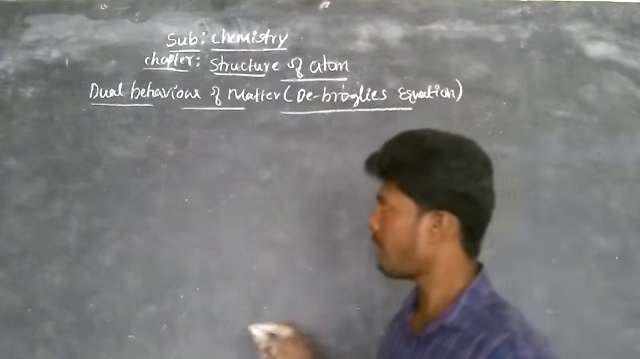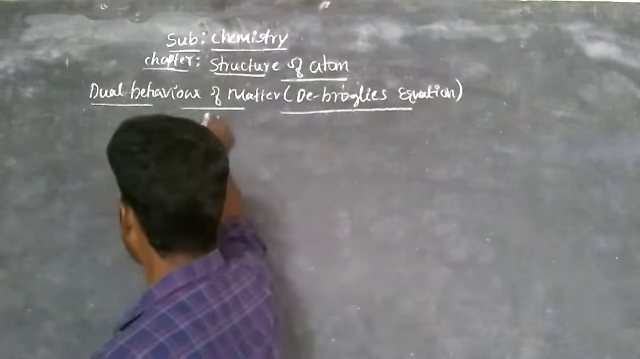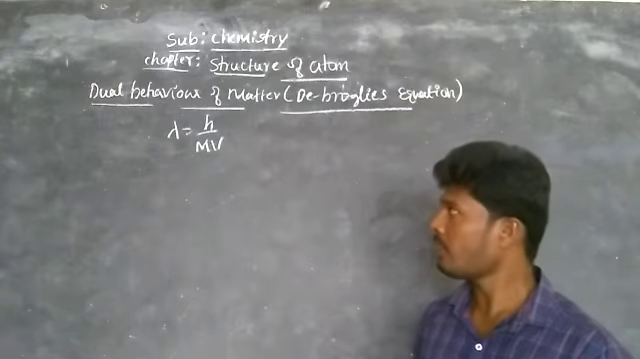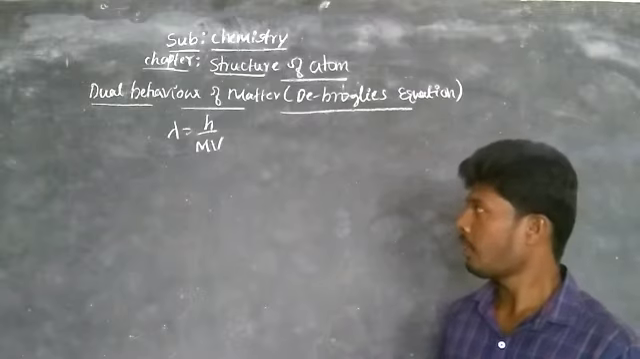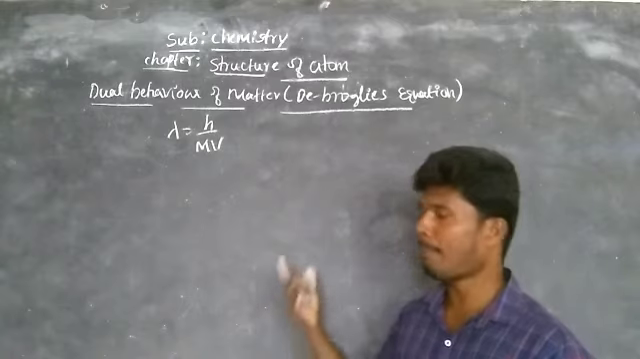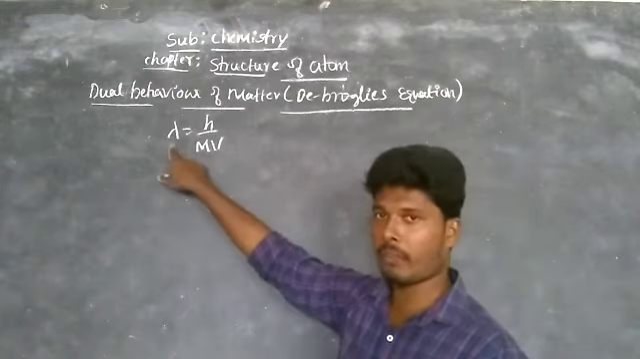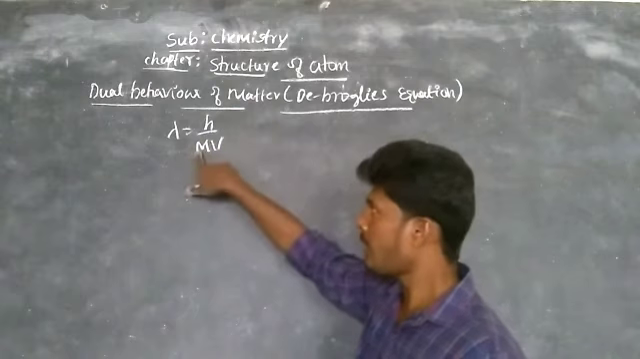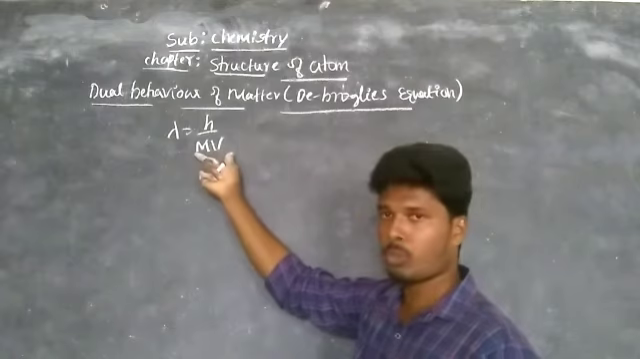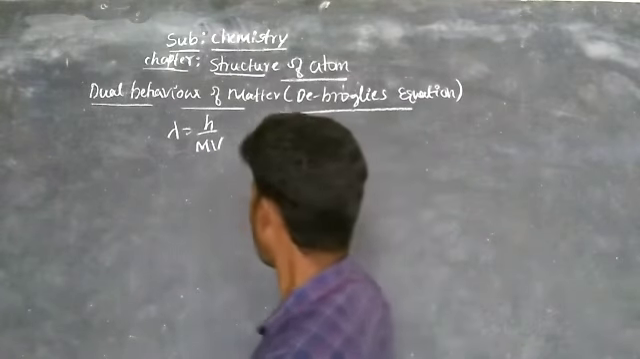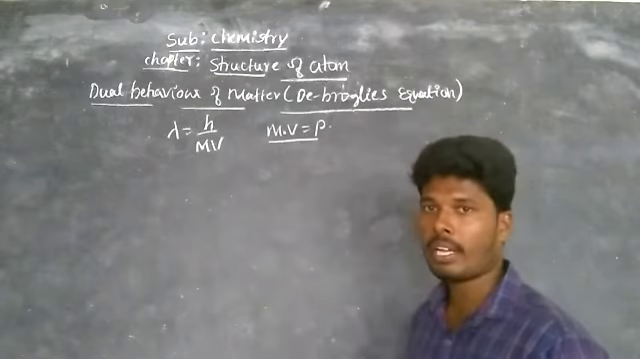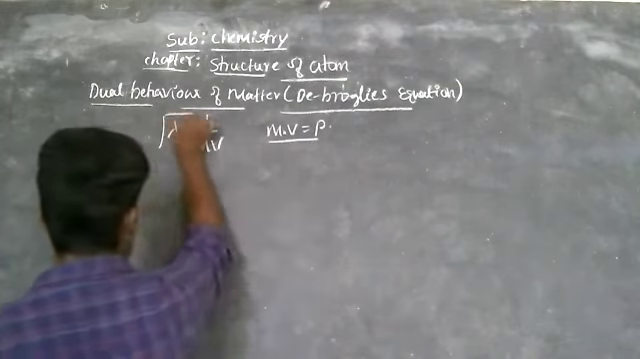The de Broglie's wave equation is given by lambda is equal to h divided by mv. This is the de Broglie's wave equation for matter associated with wave, which we call wave matter or matter wave. Here lambda is wavelength and h is Planck's constant. m and v are mass and velocity. The product, mass into velocity, is momentum. So this is called de Broglie's wave equation.